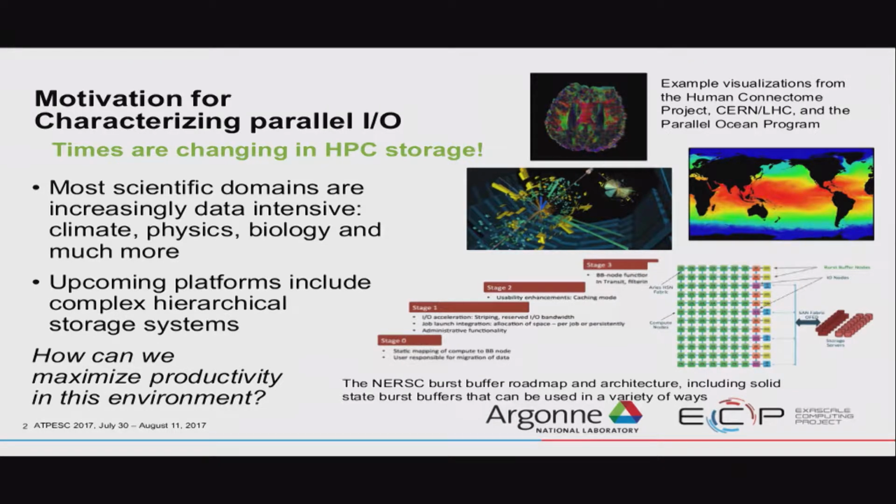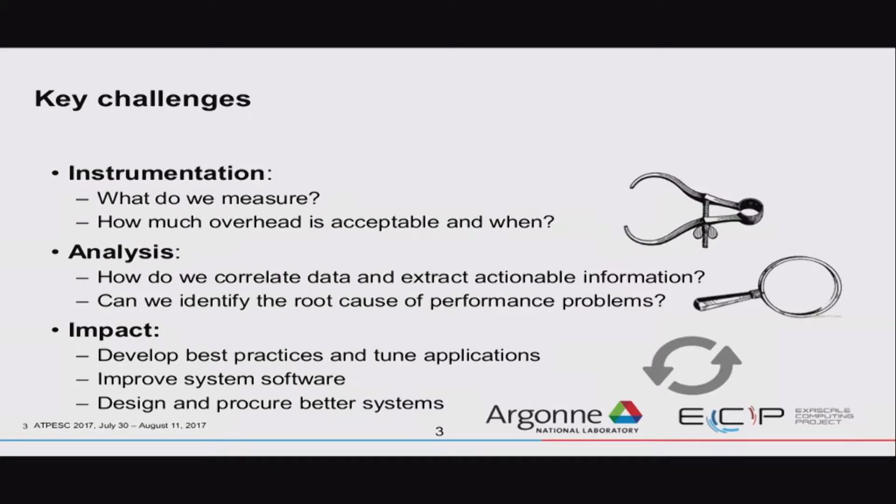So you guys will know better than me that a lot of scientific domains are becoming more data intensive. If you don't have an I/O problem, you will later. And our computers are getting more complicated. So what do we do to figure out what's going on when all the applications are different, all the platforms are different? And so there's some questions here.